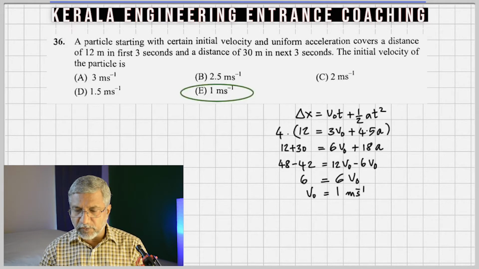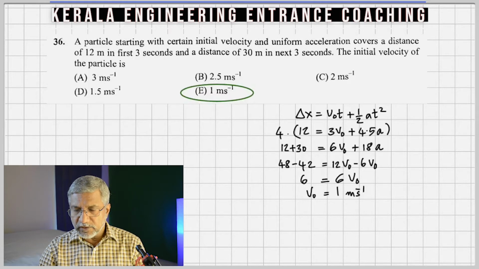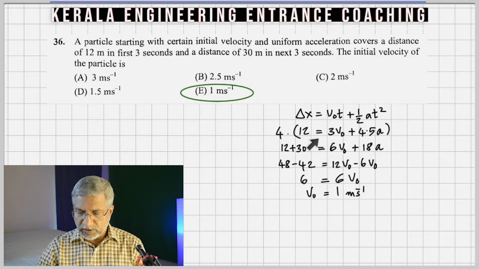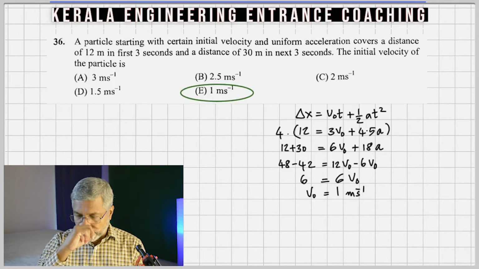Let me just show you how I did that. Delta x is v naught t plus 1/2 a t squared is the equation that I'm using. So we know 12 is equal to, because it travels 12 meters, 12 is equal to 3 v naught, because t is 3 seconds, so 3 times v naught plus 1/2 times a times 3 squared. 3 squared is 9. 9 divided by 2 is 4.5. So that's how I got that equation.